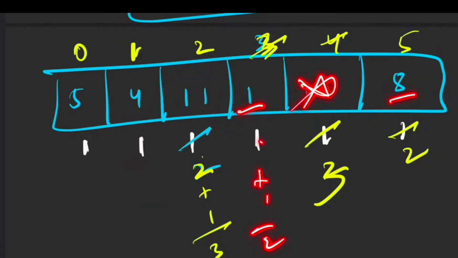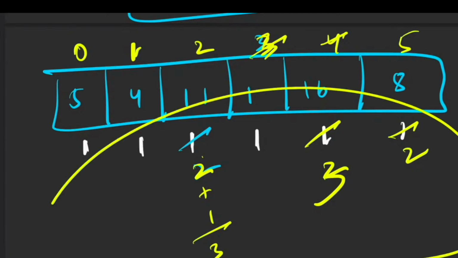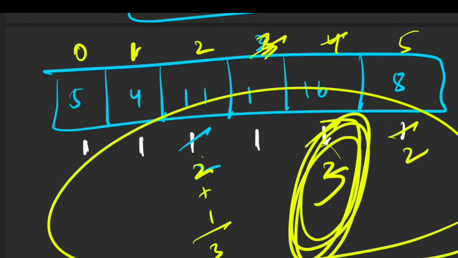For 8, can this be a part? No. So eventually you'll get length 2 only. So this is how you fill up the entire DP table. Once you have filled up the entire DP table, figure out the maximum, and that's 3. And that is going to be your LIS. That is going to be your length of LIS.